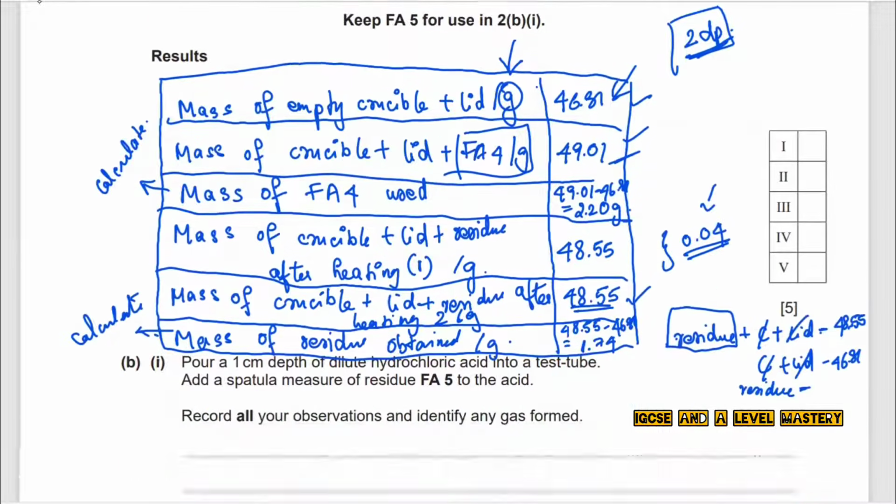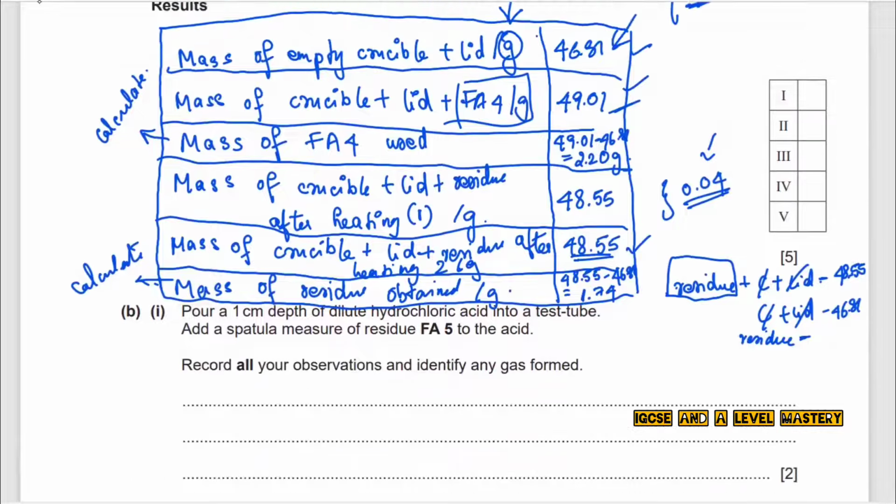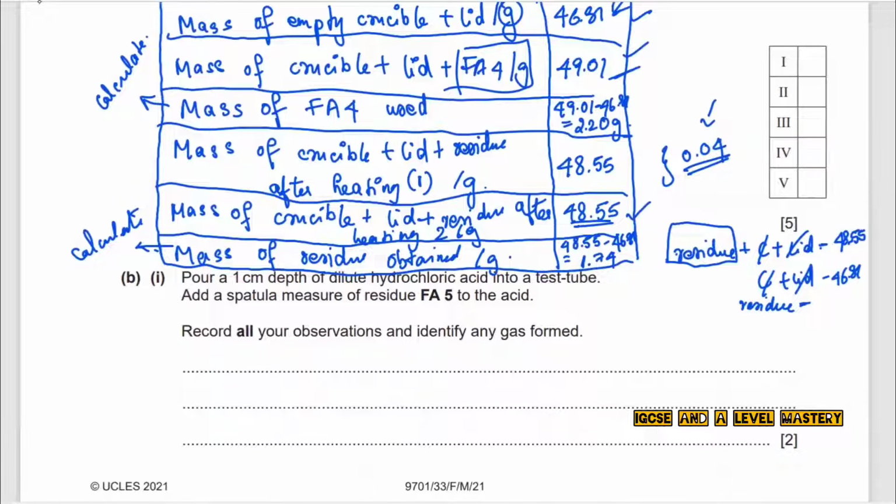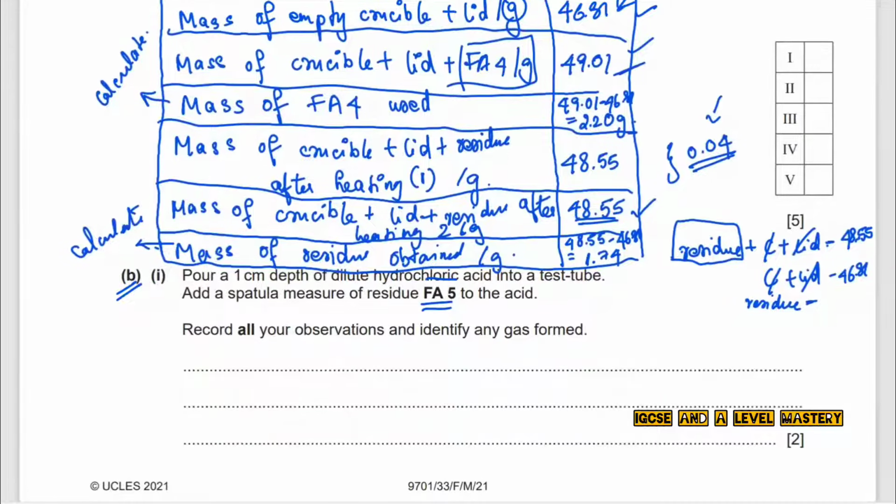Now, once this is done, we are getting the mass of the residue. Now we just have to do the calculations. When we are going to do the calculations, the first question is asking us to pour 1 centimeter depth of dilute hydrochloric acid into a test tube, and add a spatula measure of residue FA5 to the acid. So we have to do this experiment and see. That is, we are taking hydrochloric acid and adding FA5, which is the residue that is obtained. After that, record all your observations and identify any gas formed.